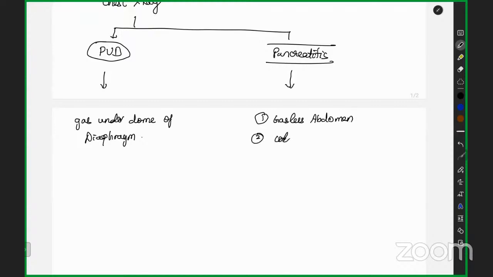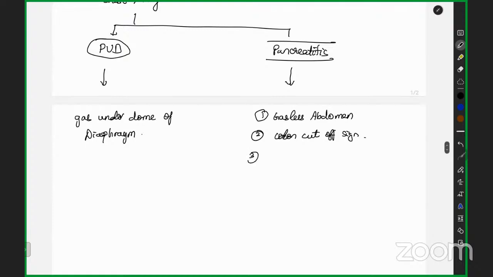And what is the second feature you are going to have? You will be having a colon cut-off sign. So first one is going to be a gasless abdomen and second one is going to be colon cut-off sign. And third one is going to be sentinel loop. What is this sentinel loop? I hope that you all have your textbooks, guys. So you will be opening your textbook and keeping it while I am discussing. You can see the images from whichever textbook you follow. X-ray image will be given in that textbook.